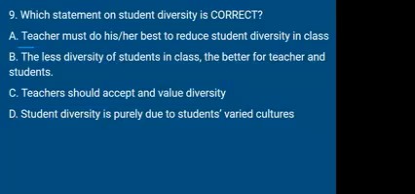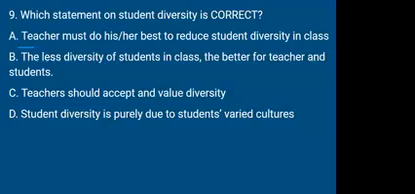Again, we are talking here about student diversity. Like I said a while ago, students are coming from a diverse group. So as a teacher, you need to understand every learner. If possible, avoid discrimination, racism, and all these negative impacts. Because their culture, religion, etc. are diverse. So which statement on student diversity is correct?